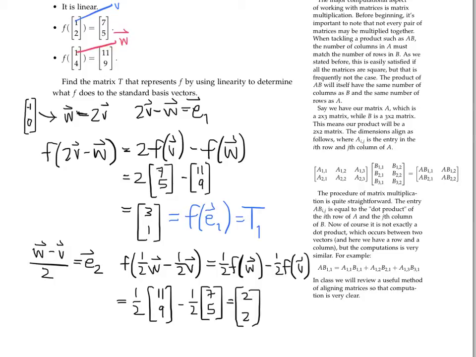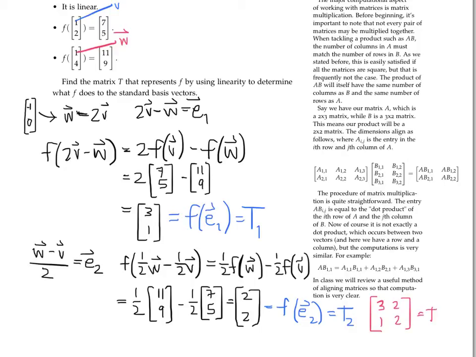Remember that that's the effect of f acting on 1/2 w minus 1/2 v, and 1/2 w minus 1/2 v happens to be E2. And f acting on E2 is going to give us the second column of our matrix T. So putting the first column of our matrix T together with the second column, our final answer is that T is equal to this matrix here that has (3, 1) as its first column and (2, 2) as its second column.